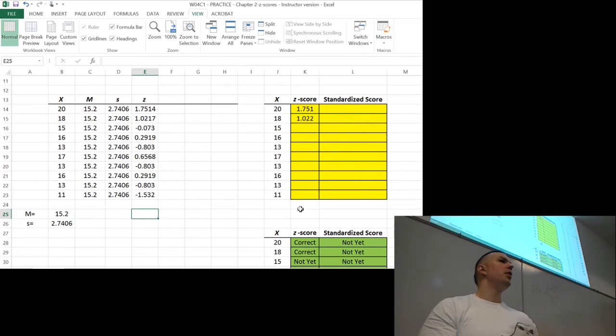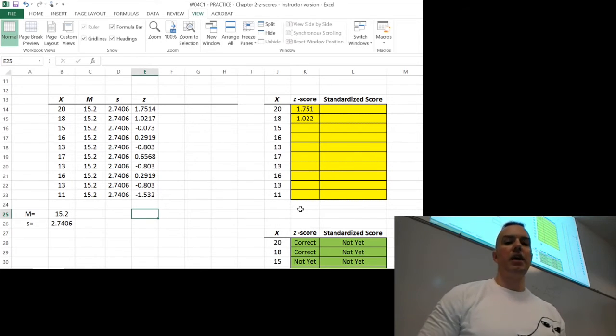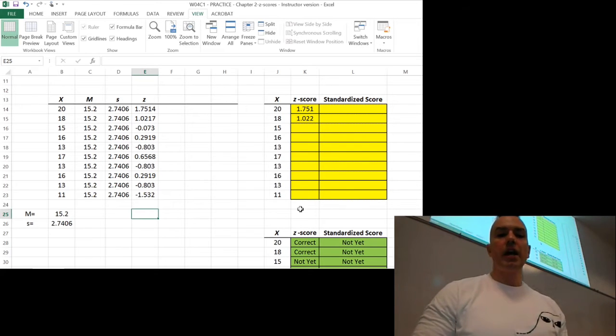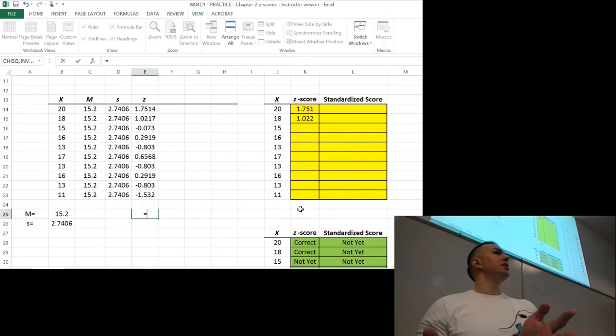What are two properties of z-scores that we know to be true? Mean 0, standard deviation 1. Exactly. So they should have a mean of 0. They should have a standard deviation of 1. So let's just check it. And I highly recommend you do this in your exam.